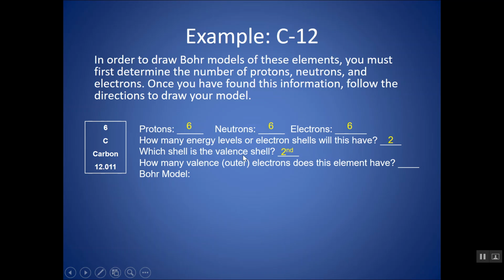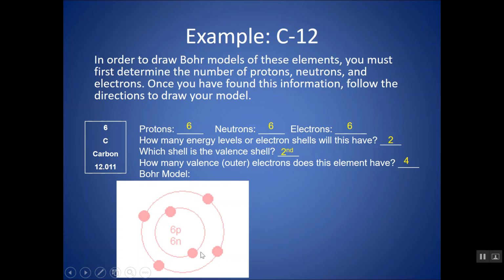My outermost shell would be the second energy level, or the second shell, and the electrons in that second shell would be called valence electrons. So it's going to end up having 4 valence electrons. So my Bohr diagram might look something like this.